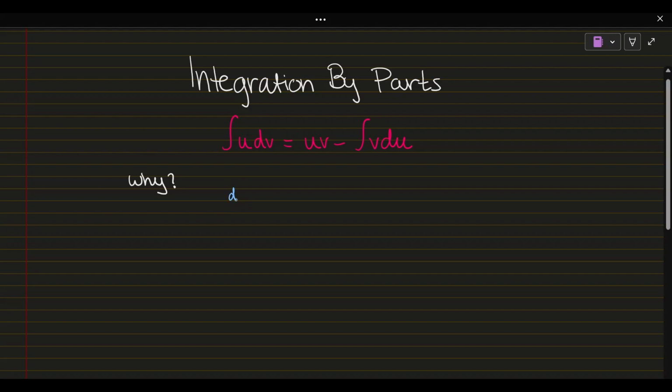So consider the derivative, d by dx, of u times v. We know by the product rule that that's du dx v plus dv dx u. Cool. Now I'm going to do something that's questionable. I'm going to multiply both sides by dx. So if I multiply both sides by dx, this dx will cancel, and this dx will cancel. And so what I'm left with is d of uv equals v du plus u dv.